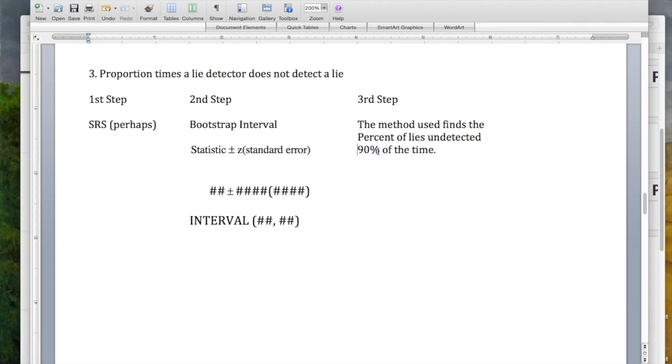In this case, we're using a 90% confidence level, and we're going to follow the same formula. And as was mentioned in the last video, the great thing about bootstrap intervals is it doesn't matter if you're talking about averages or percentages. You can still use the same basic formula. It doesn't involve using the t's at all.